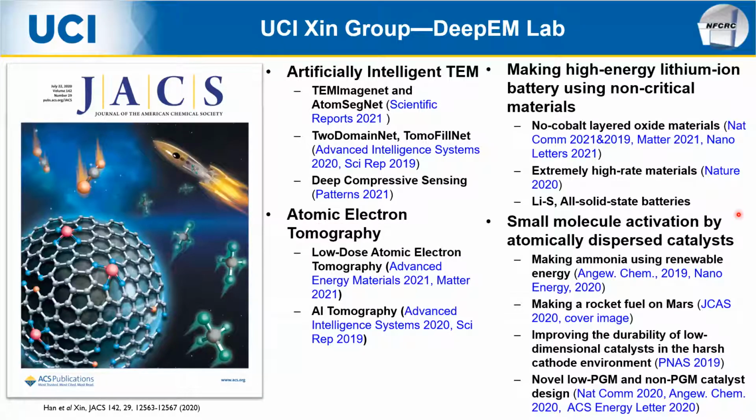So my group focuses on three directions. First, we work on artificially intelligent TEM, tomography, and yields technique development. Second, in the energy materials domain, my group focuses on two directions. One is making high energy lithium-ion battery using non-critical materials. There's a no cobalt cathode material that came out of my group that has extremely promising performance. We also work on extreme high rate materials, lithium sulfur battery, and solid state batteries.